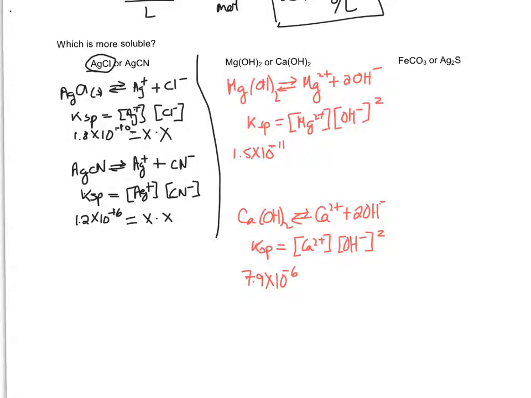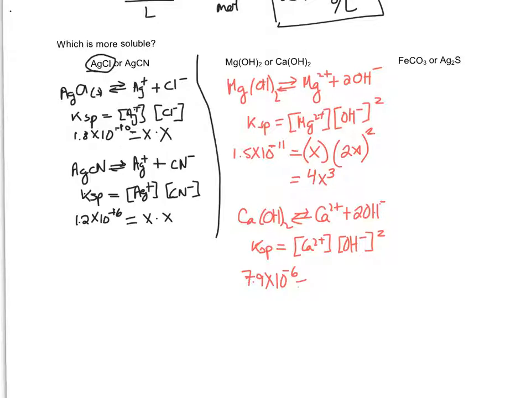So if you wanted to figure out what the concentration of the magnesium hydroxide or the calcium hydroxide is in a saturated solution, you would set that equal to X, and then you would say, well, the magnesium concentration would also be X because it's a 1 to 1. The hydroxide concentration would be 2X because it's a 2 to 1, and then don't forget your squared there, so 4X cubed is equal to your KSP. And so to find X, you divide by 4 and then take the cube root of that.